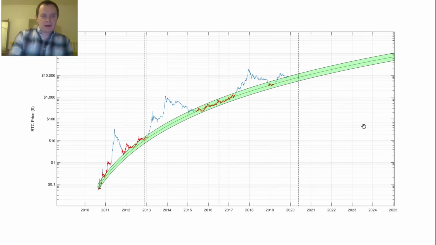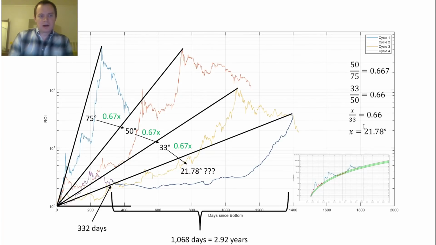Then I made another graph which showed the ROI from every market cycle bottom, and I showed how it went up at a certain angle in each cycle: 75 degrees, 50 degrees, 33 degrees. The ratio between 75 and 50 was 0.67, and between 50 and 33 was also 0.67. Extrapolating, which is dubious, the next ratio might also be 0.67, which would put us at around 21.78 degrees.